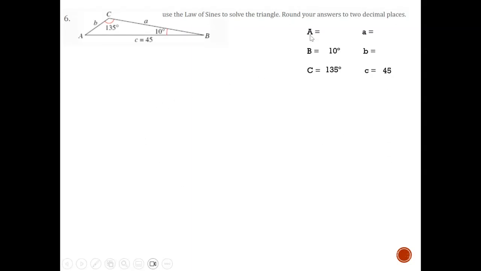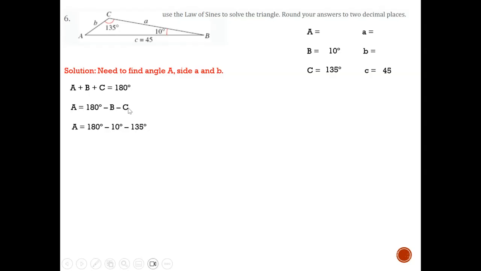Now, the first thing we can find, guys, is angle A, because they give us 2 angles, right? So we can use the formula that angle A plus angle B plus angle C must equal 180. So we're trying to find angle A, we subtract B and C from both sides. So it's going to give us angle A is equal to 180 degrees minus B minus C. We know that B is 10 degrees. We know that C is 135 degrees. So angle A will be 35 degrees. So we found angle A.